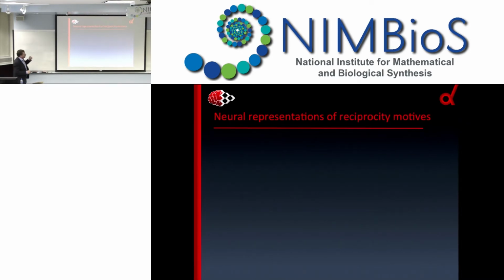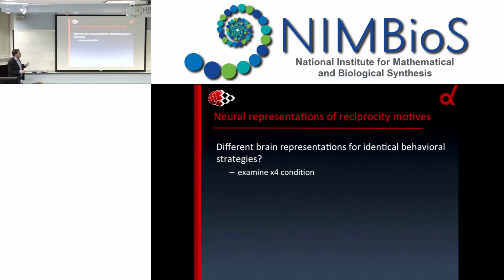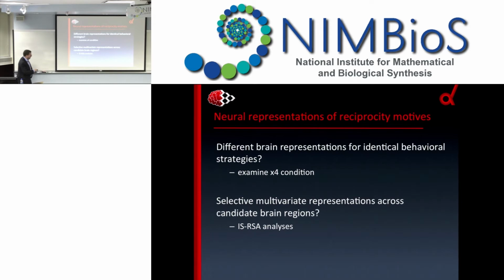But when we look at the brain, we can look at the brain representations of these motives. Now we can make life hard for ourselves here by only looking at the ×4 condition. So we're only going to look at situations where the behavior is the same. Obviously, if behavior is different, the brain is going to be different. But we're only going to look at conditions where the behavior of all of these groups, except for the greed group, is actually the same. They give back the same amount of money, but we're going to look at the different parts of the brain being used to generate this monetary amount.